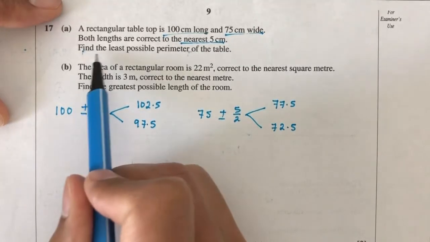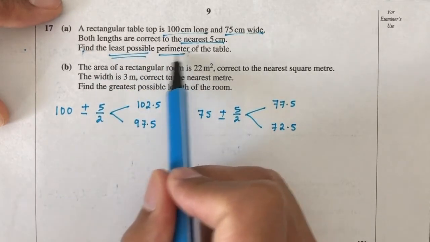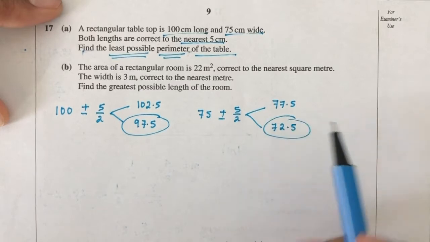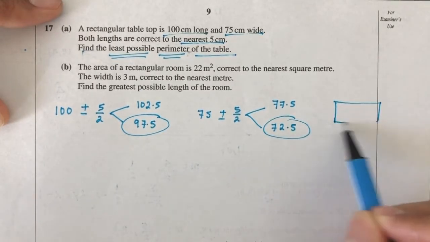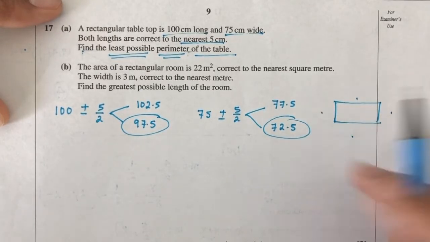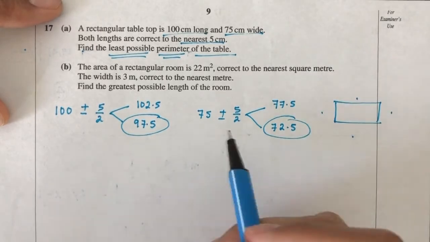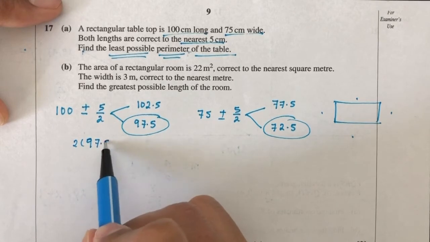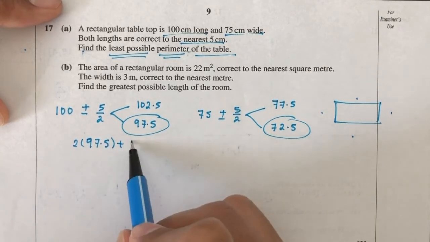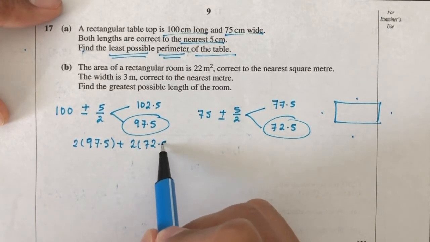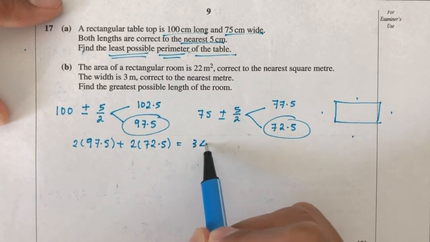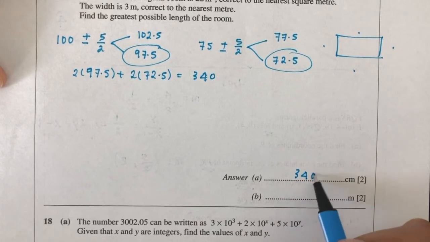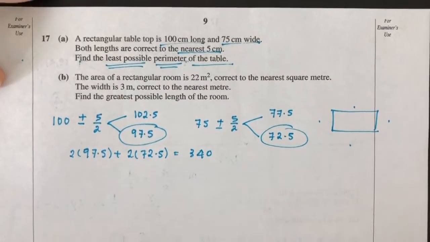So question is, find the least possible perimeter of the table. So the least possible, you have to use the lower bound. So how do you find perimeter? You have to add the distance around the rectangle. So we will take this one times 2, 97.5, plus this one times 2 as well, 72.5. That will give you 340. So 340 will be the perimeter of this rectangle, the least possible one.